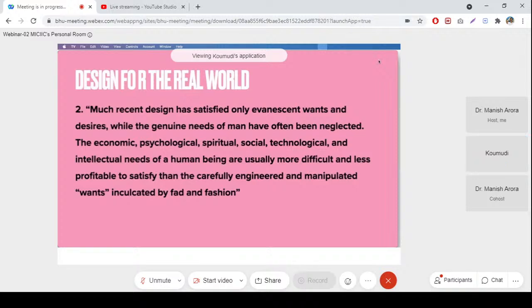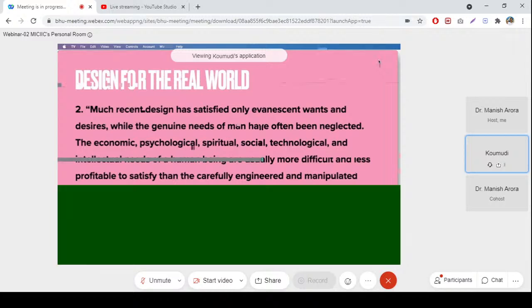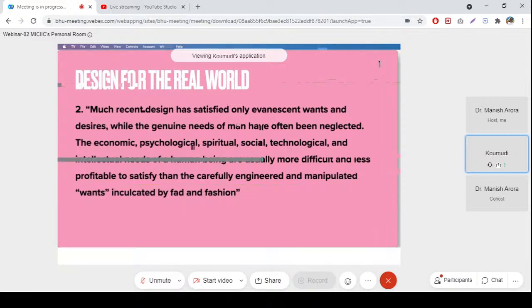Much recent design has satisfied only evanescent wants and desires, while the genuine needs of man have often been neglected. The economic, psychological, spiritual, social, technological, and intellectual needs of a human being are usually more difficult and less profitable to satisfy than the carefully engineered and manipulated wants inculcated by fad and fashion and maybe advertising.